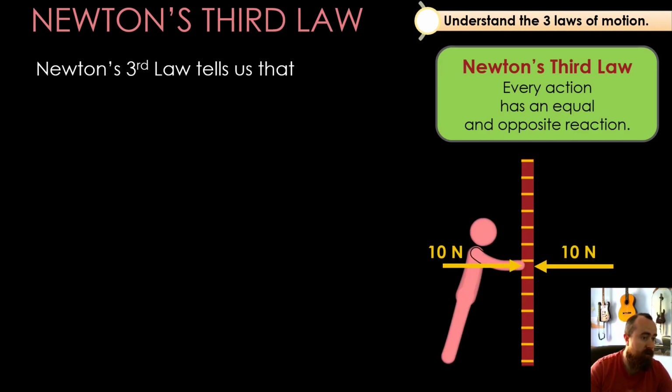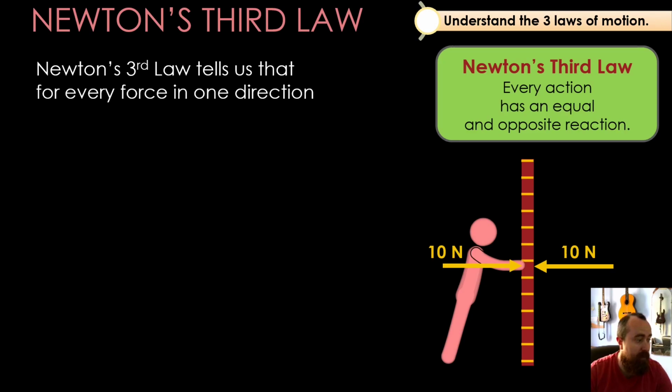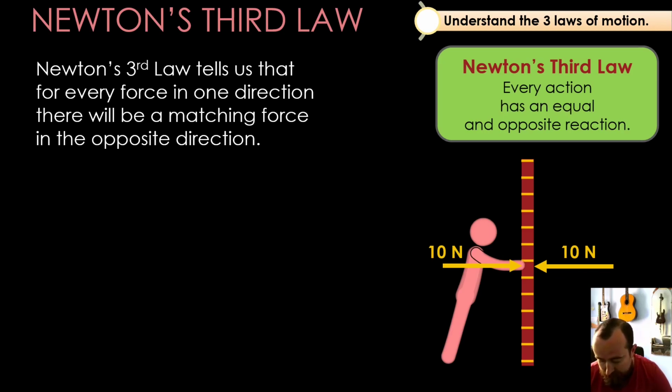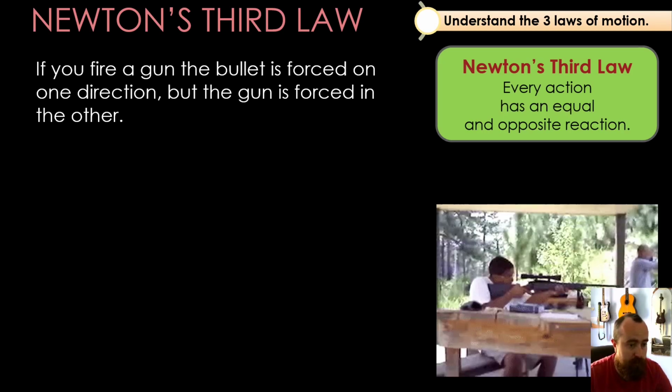So Newton's third law tells us that for every force in one direction, there'll be a matching force in the opposite direction. For every action, there's an equal and opposite reaction. So we can be sure that when we press up against a nice sturdy wall with a force of 10 newtons, we're going to get a force of 10 newtons pressing back, meaning that the resultant is 0, and we're not going to have anybody being crushed, which is good.